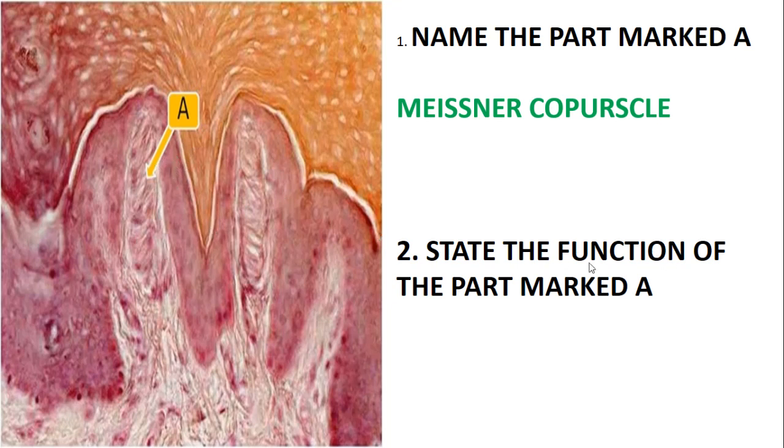State the function of the part marked A. The function of the Meissner corpuscle is to sense fine touch. Its major objective is that it helps you to know that there is some touch on your skin.